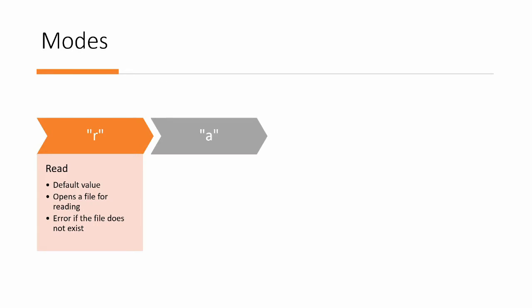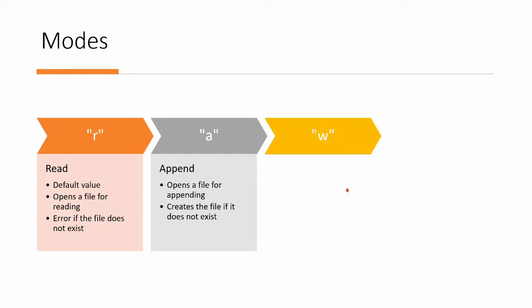Then you've got A, which is append, and this opens a file for appending, so you can add stuff to the end, and it will create the file if it does not exist. But if you try to delete something already there, then it won't let you do that. Then we've got W, which is for write, and this opens a file for writing, and it will create the file if it does not exist, but if there's already data in the file, it will overwrite it.